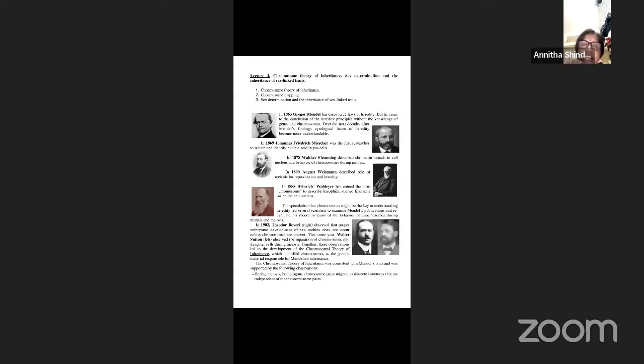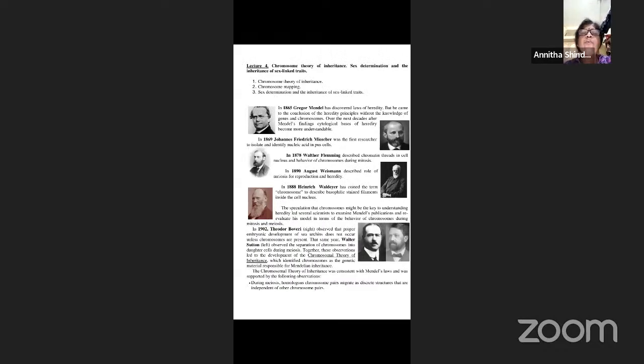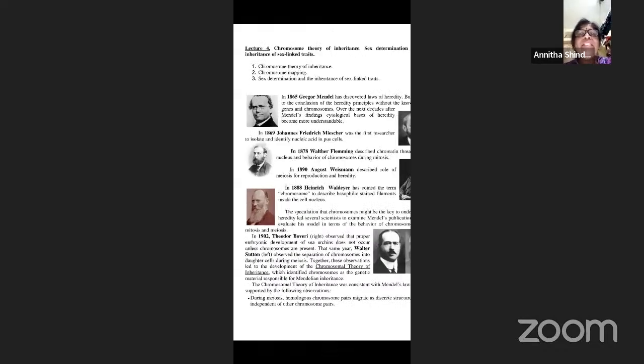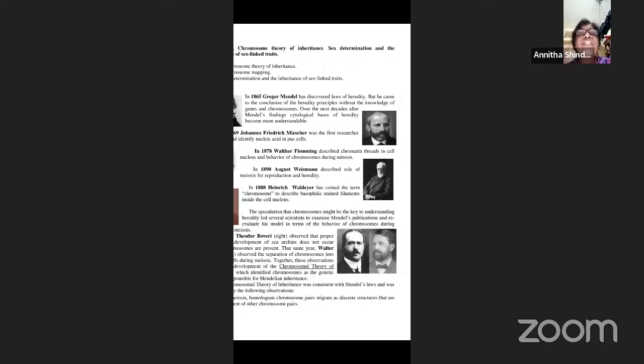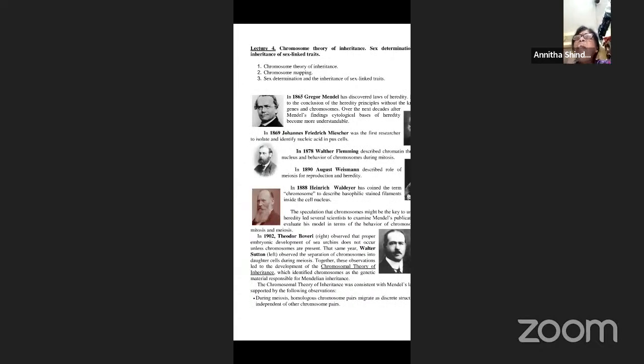What do you mean by inheritance? Inheritance is nothing but the transmission of characters from one generation to another, or from the parent to the offspring. What do you mean by the chromosomal theory of inheritance, and by sex determination and the inheritance of sex traits? This is how the characters from the parents go to their offspring. This is what we have to see, and it has been divided into three different categories.